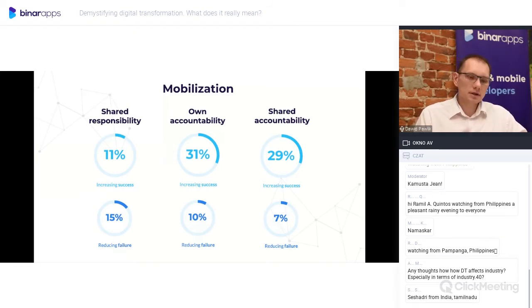As I mentioned before, digital transformation is about the people, not the technology. So you have to trust your people. You have to make them accountable and responsible. As you can see, it has a significant role in increasing success and reducing failure. So when you have your risk management, you also have to look at those factors and mitigate those risks.